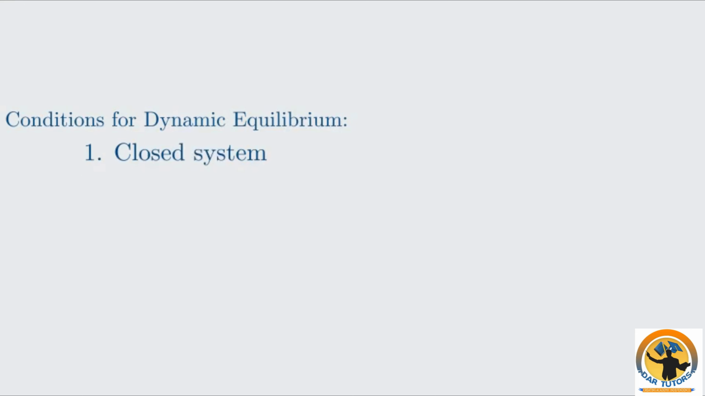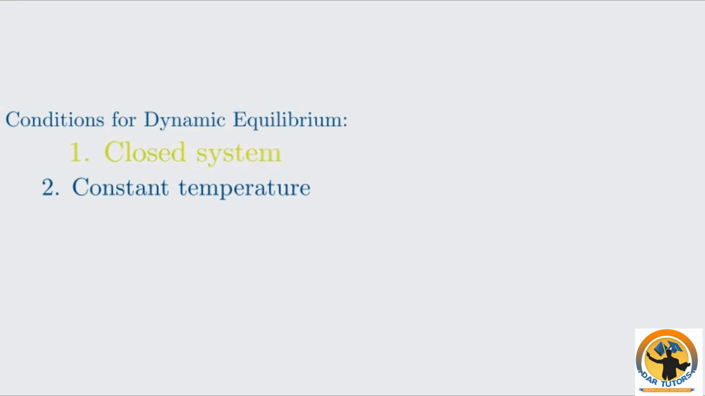But what are the conditions necessary for this to happen? There are two main conditions for a chemical equilibrium to be achieved. First, the system must be closed. This means no matter can be exchanged between the system and its surroundings.